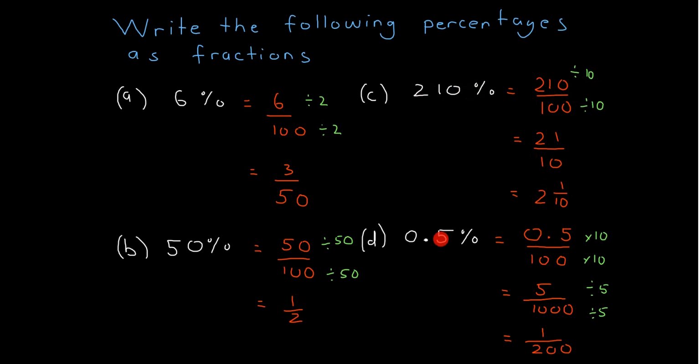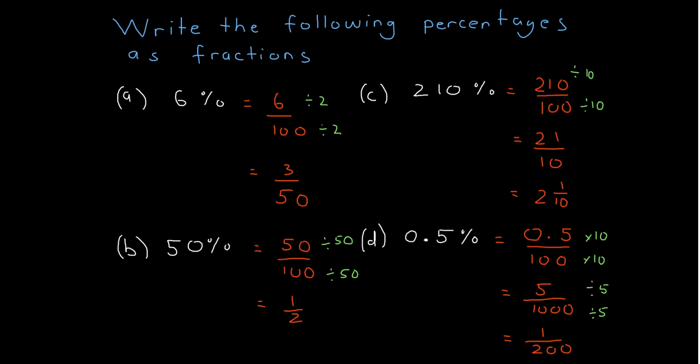And 0.5%. So the way that I did this one is I just wrote 0.5 out of 100 and I timesed the top and bottom by 10 to move the decimal point and make it 5 out of 1,000. And then I simplified 5 out of 1,000, dividing the top and bottom by 5, and I got 1 out of 200. But maybe you did it a bit faster. Maybe you just timesed the top and the bottom by 2 and then did double 0.5 is 1 and double 100 is 200, and you got straight to the answer.